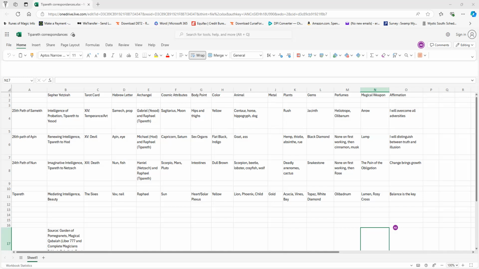And then we'll do the two side paths. The reason for this is that Temperance is very balancing, and the two side paths are going to be a little more challenging, but very interesting.